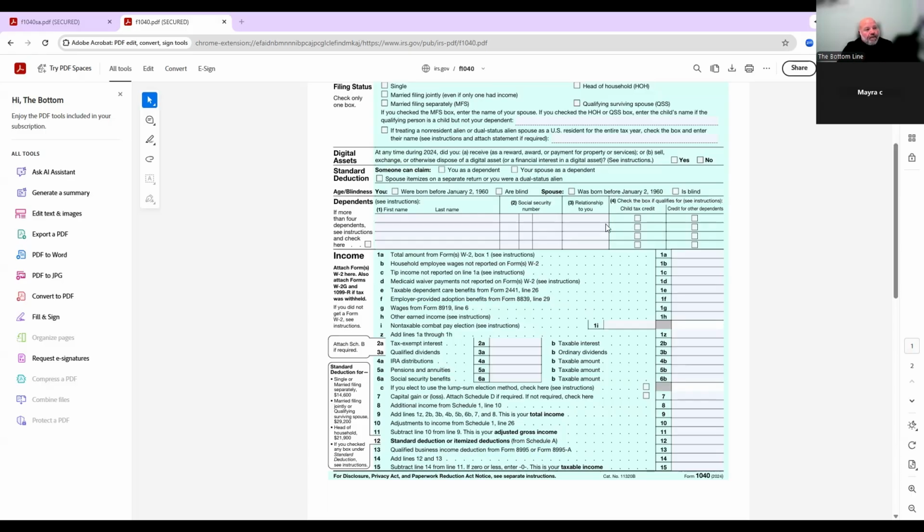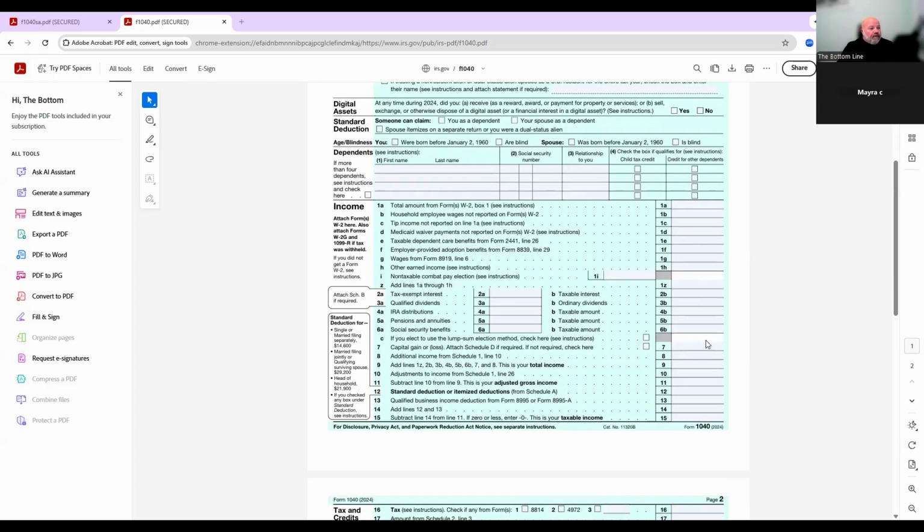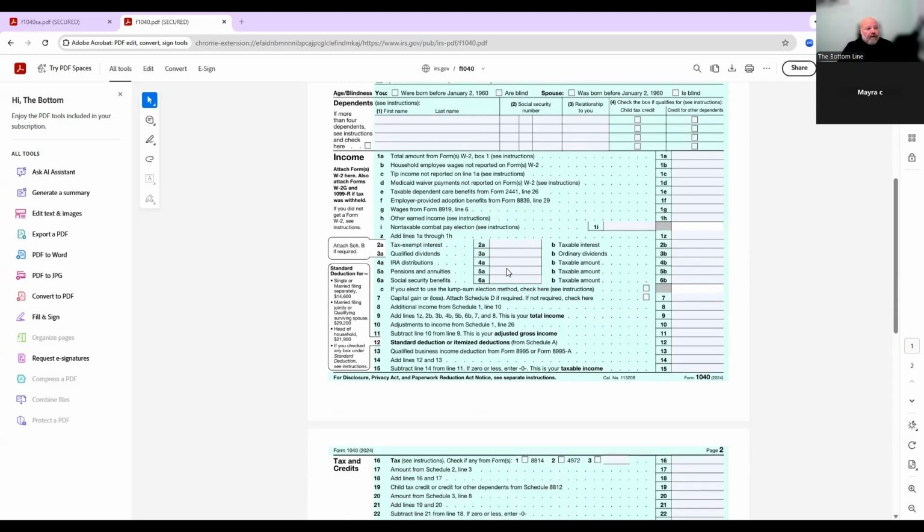So we learned about dependents, who's your dependent, who's not. And then we learned about income, this first part, and we're just going down through this 1040. We learned about interest, dividends, qualified dividends versus ordinary dividends. We learned about IRA and retirement funds, pensions, annuities, taxable, not taxable, Social Security benefits. How much of them are taxable or not taxable?